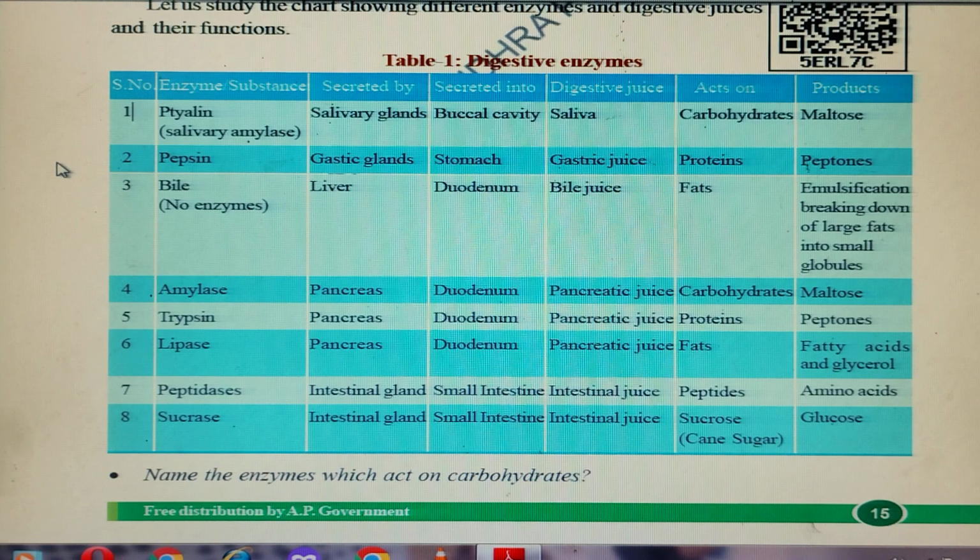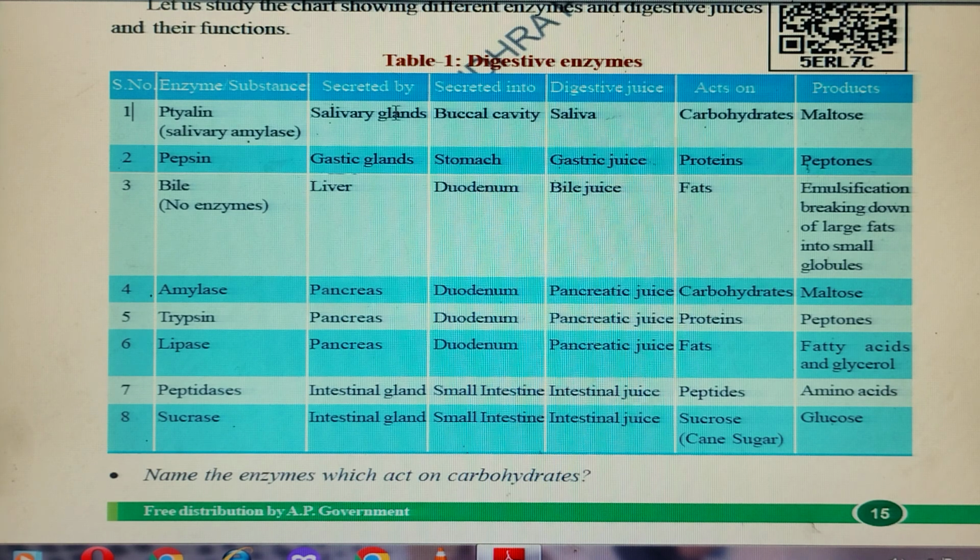They are asking one question from this table for 1 mark, and sometimes they will give this table and based on this table they are going to ask questions. In this table you have to focus in two ways. They are asking mainly the enzyme name and who secreted that enzyme.